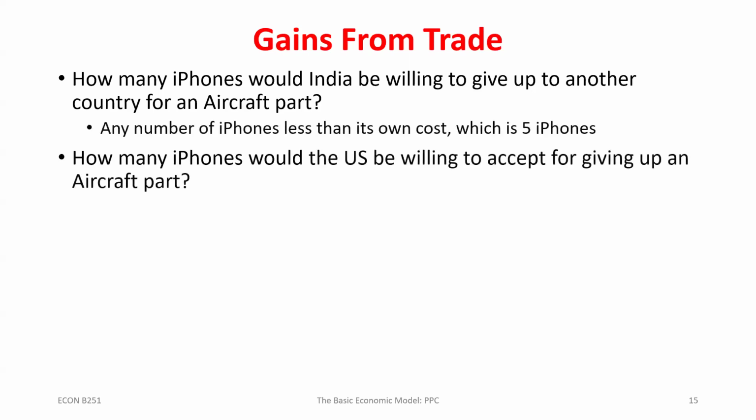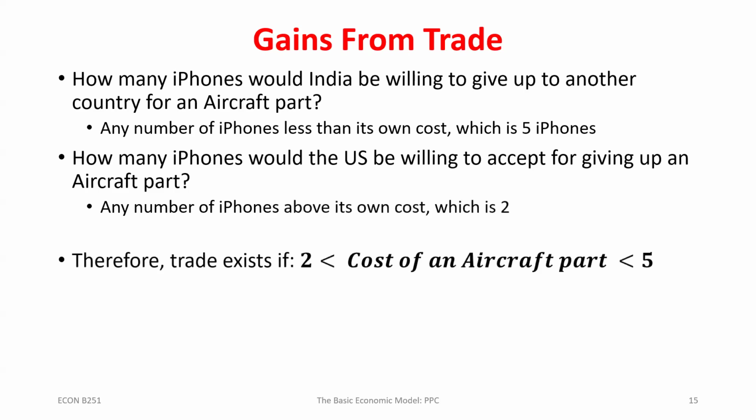What about for the US? If they're giving away an aircraft part, well, if they stop producing an aircraft part, how many iPhones could they then produce? 2. So as long as they trade an aircraft part away and then get more than 2, they're better off trading than just producing those iPhones themselves, right? So what does that really give us? That the terms of trade for a good is anywhere in between the costs of the 2 countries or 2 people involved. So here are 2 costs, 2 and 5.